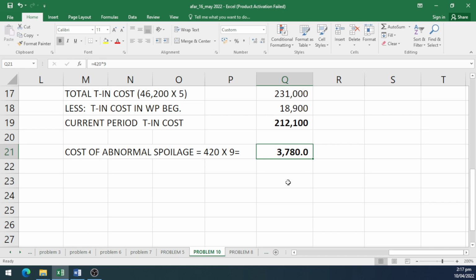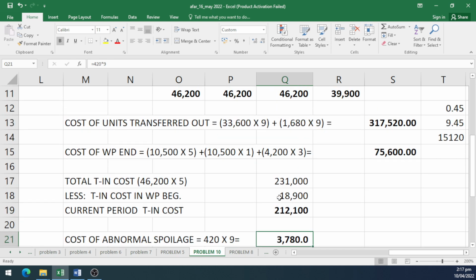Debit to loss from abnormal spoilage, credit to work in process. Pag may spoiled, may salvage value, mababawasan yung loss. Babawasan yung loss, ano? Debit spoiled goods inventory, debit loss from abnormal spoilage, and credit to work in process na 3,780.